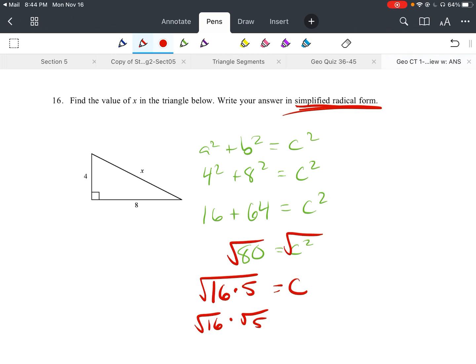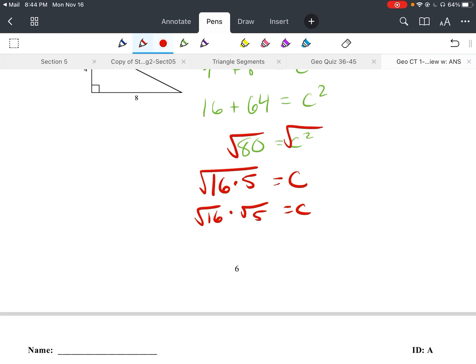16 times 5, which is the same as 16 times rad 5. Equals c. Now I'm going to show you a cooler way to do all this stuff next year in Algebra 2. But for now, you'll just have to roll this way. Here we go. Just look for perfect squares that divide into that number. Okay, 16 is a great one, and this just turns into 4 rad 5. Super fun.